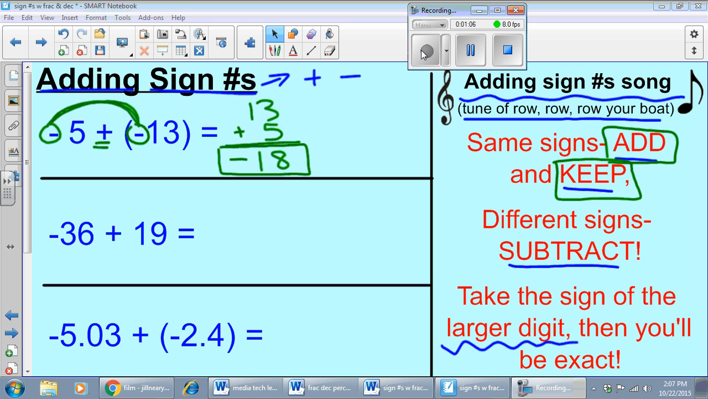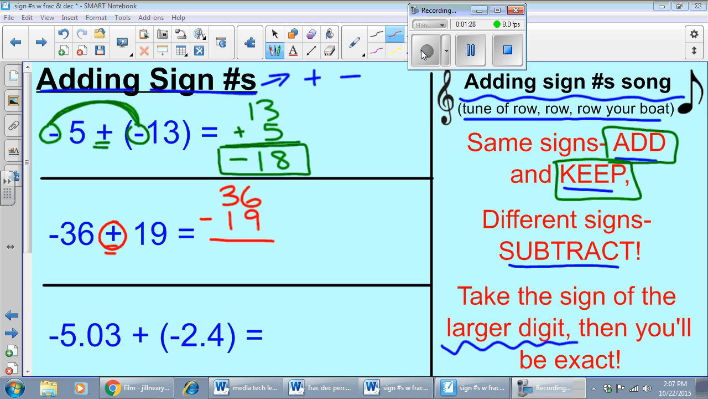Dropping down to the next problem, I have -36 plus 19. According to the song, I have different signs here, so I must subtract, because 19 has no sign, which means that it is positive, and 36 has a negative sign. So I'm adding with different signs, so I must subtract.